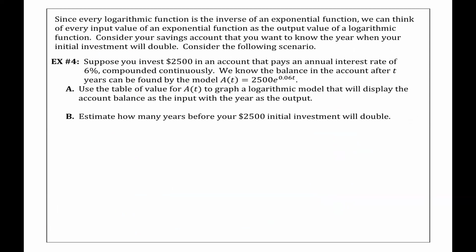So up first, it says, suppose you invest 2,500 in an account that pays an annual interest rate of 6% compounded continuously. We know the balance in the account after t years can be found by the model A of t equals 2,500 e to the 0.06 t. Use the table of values for A of t to graph a logarithmic model that will display the account balance as the input with the year as the output.